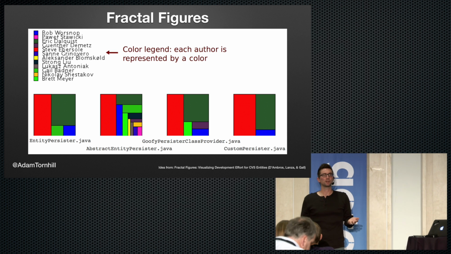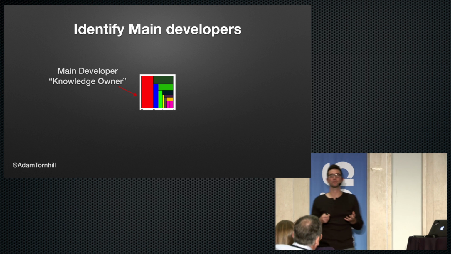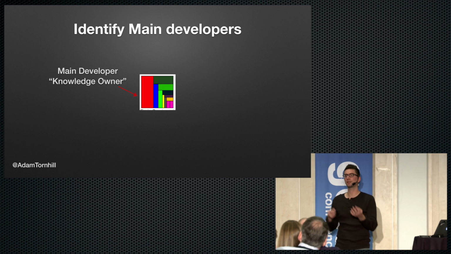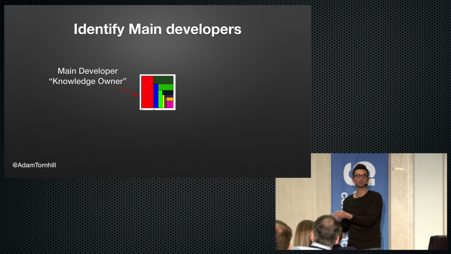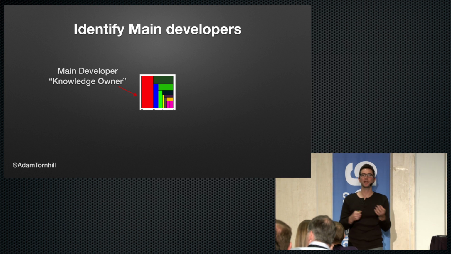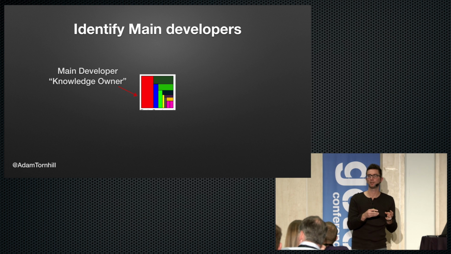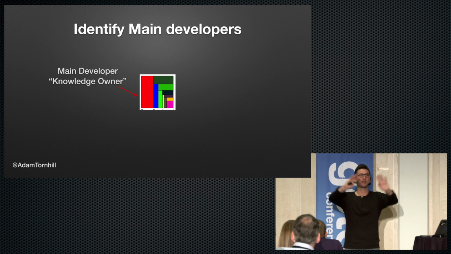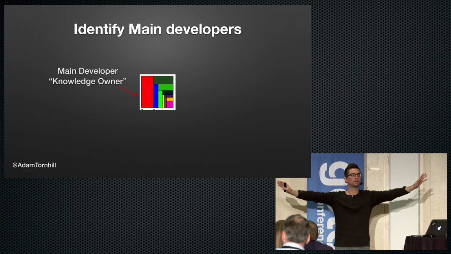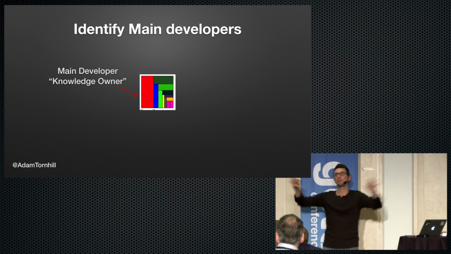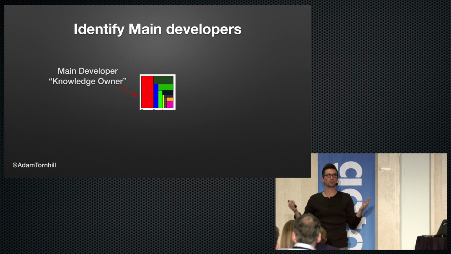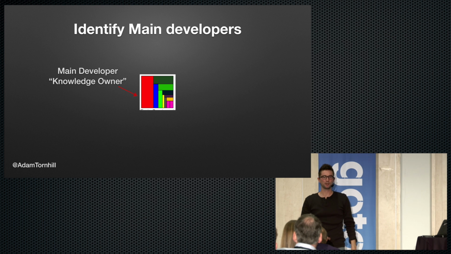So this is a good starting point, but we can do so much more with fractal figures. As you see, fractal figures makes it pretty easy to identify the knowledge owner, the main developer behind each module. And if we have that information for each module, why don't we project it onto our static geography of code? That would allow us to build up a complete knowledge map of our code base. Here's how it looks.